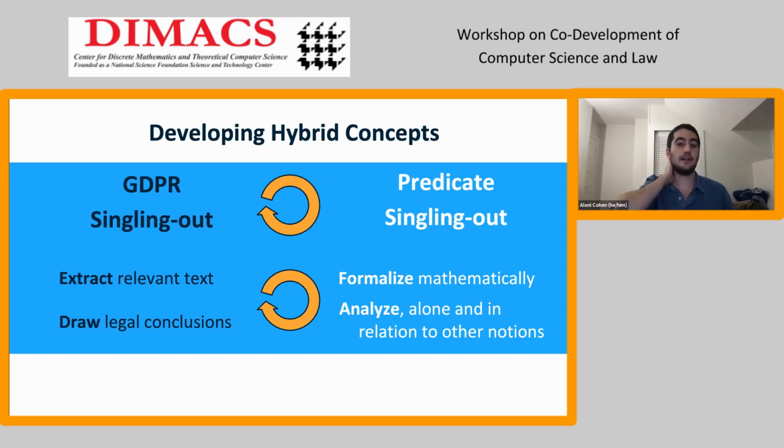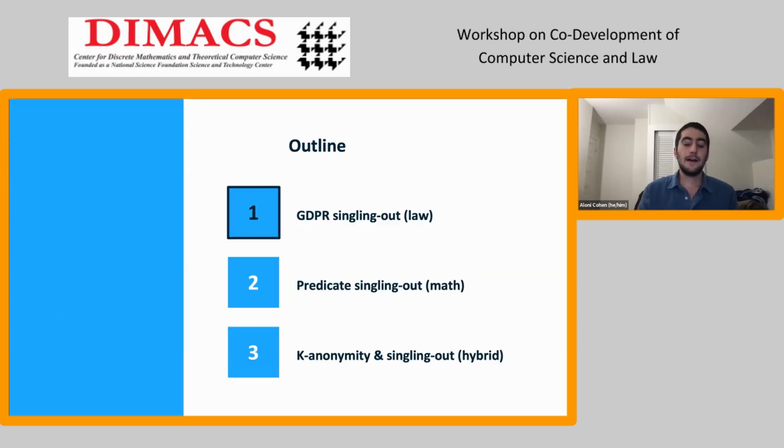As a case study, I want to tell you about how this back and forth played out on something called singling out, which is relevant to the GDPR. So here's an outline of the rest of the talk. First, I'll tell you about the GDPR and what singling out is, which I'll refer to as GDPR singling out, the legal concept. Then I'll tell you about predicate singling out, which is our new hybrid concept. And then I'll tell you what this has to do with anonymity, which is a privacy technique, and the conclusions we can draw once we have this hybrid concept.